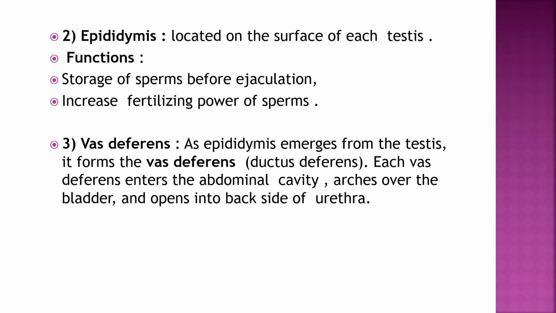Second is the epididymis. It is located on the surface of the testes. The function of this epididymis is storage of sperms before ejaculation and increasing the fertilizing power of the sperms. Third is the vas deferens. It is the duct which arises from the epididymis. It is also called ductus deferens or vas deferens, and it enters the abdominal cavity, then arches over the bladder and opens into the back of the urethra.